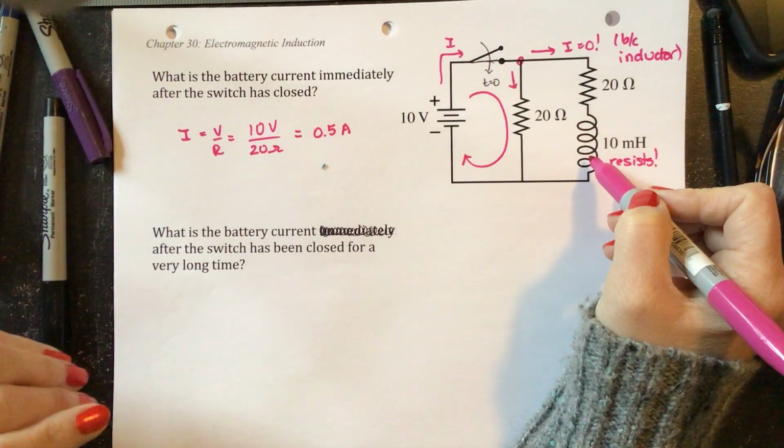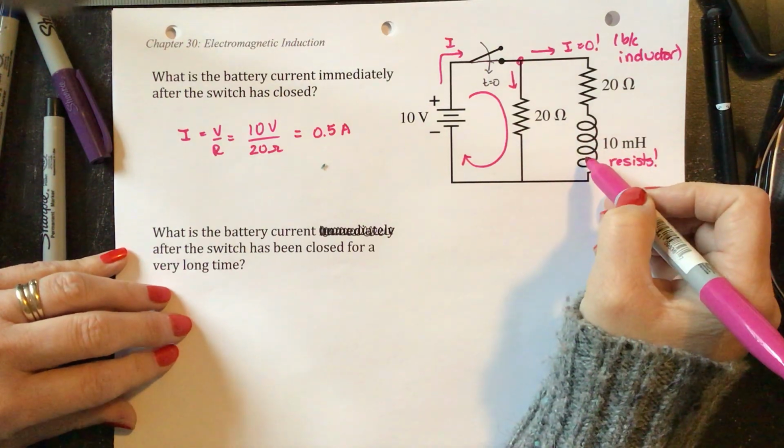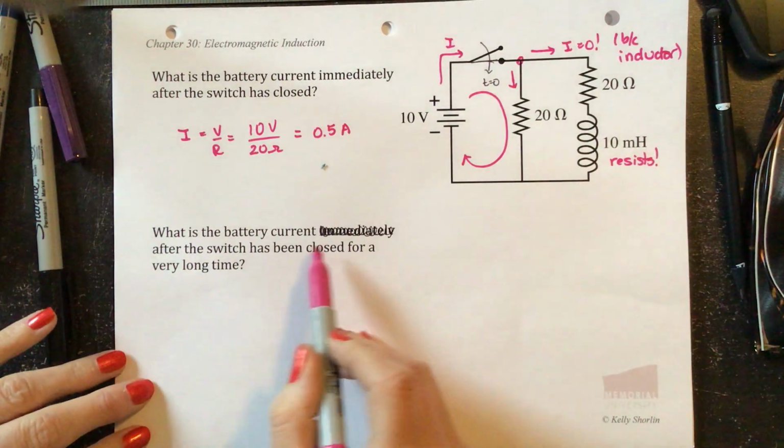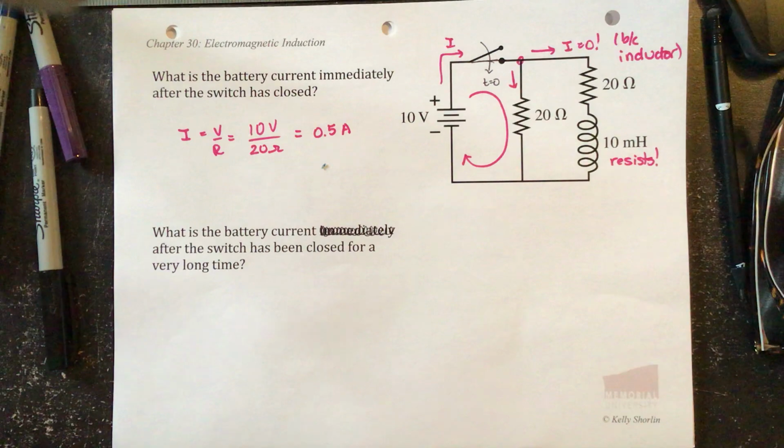So when you have the inductor, no current can flow through it immediately because it resists that change. It takes time for the current to start to flow. So at the very beginning, this acts like an open circuit. Current can't get through immediately. Okay, what is the battery current after the switch has been closed for a very long time?